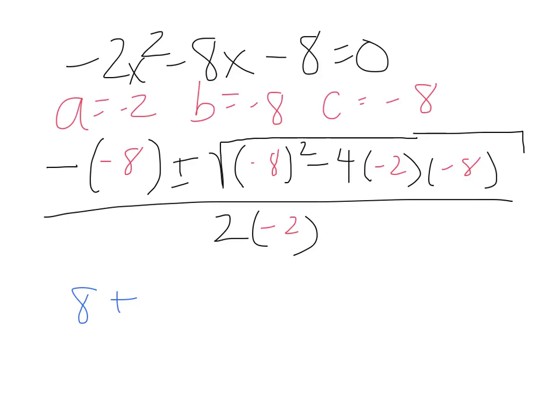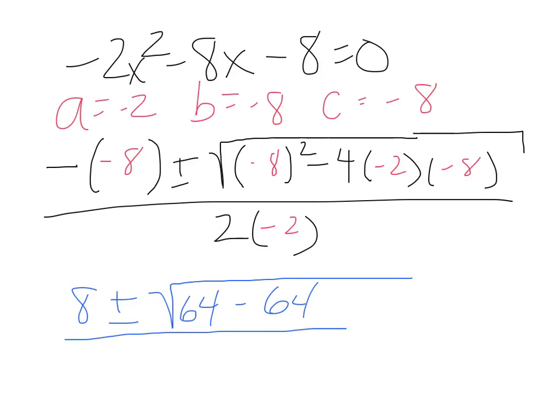Plus or minus the square root. What's negative 8 squared? 64. Okay? Now we got 4 times 2, just ignore the signs for right now. 4 times 2 is? 8 times 8 is? 64. Negative, positive, negative. It should be minus 64. All that divided by what? Negative 4. You're obviously not looking at the board. Negative 4. Okay?